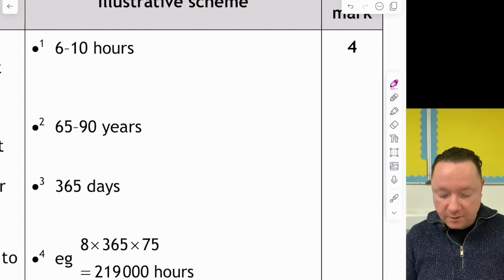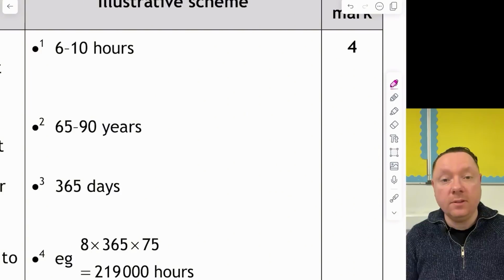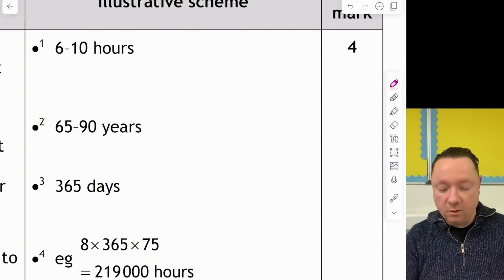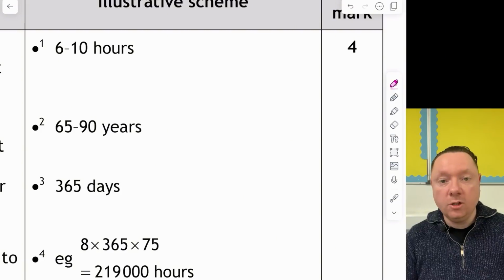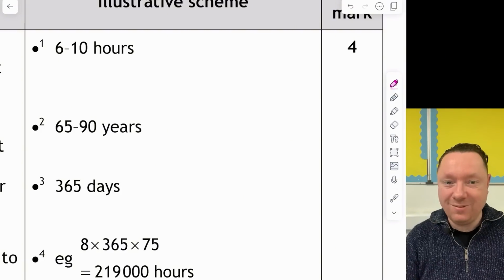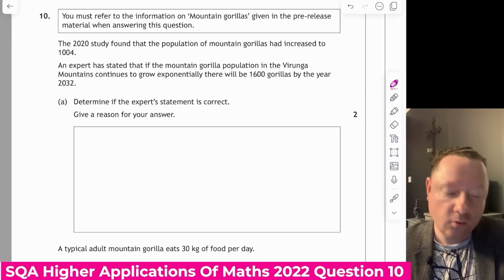Obviously, I've done the same as the SQA, 8 times 365 times 75, but you might have a different answer depending on the number of hours and years you used. Just make sure it wasn't outwith that range. And we're done there. Okay, SQA Higher Applications of Maths 2022, question 10.